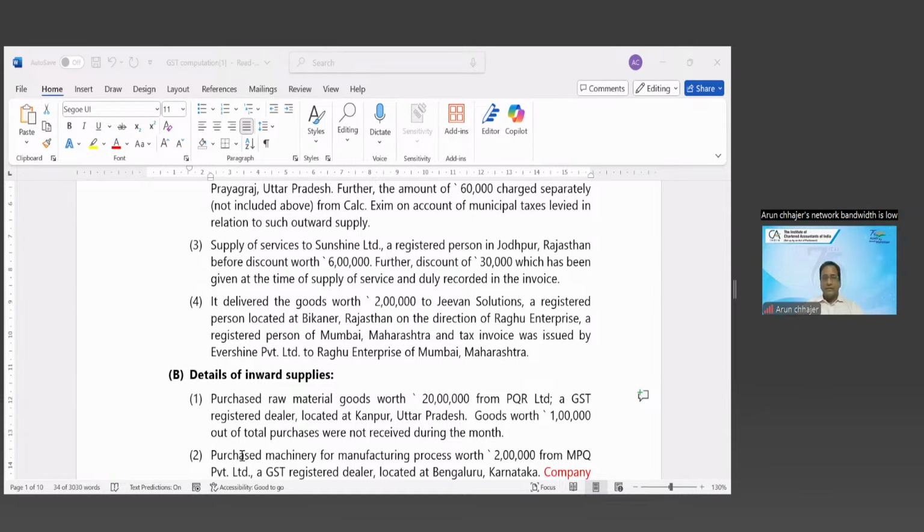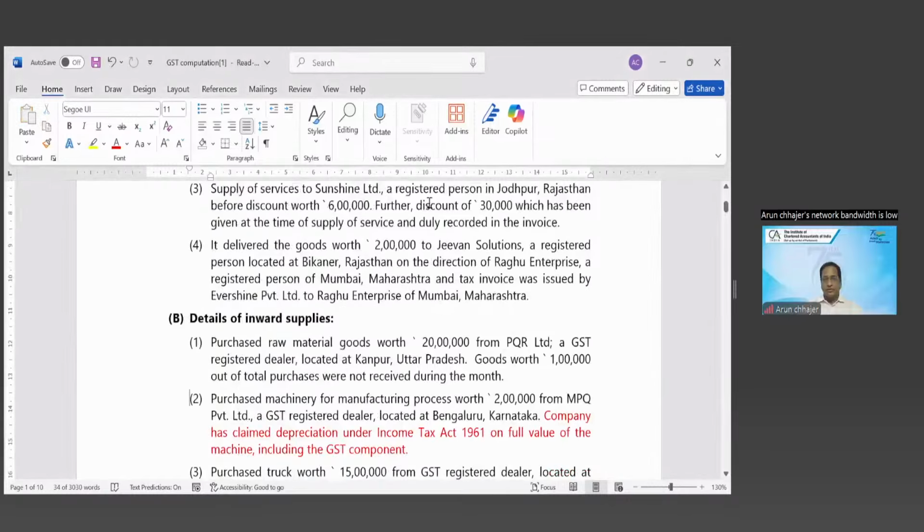एक बार quickly confirm कर दीजिए. Then we can move to the next question. I have purchased machinery for the manufacturing process worth rupees 2 lakh from MPQ Limited, a registered dealer located in Bangalore, Karnataka. The company has claimed the depreciation on the full value of the machine, including the GST component. What would be your answer?